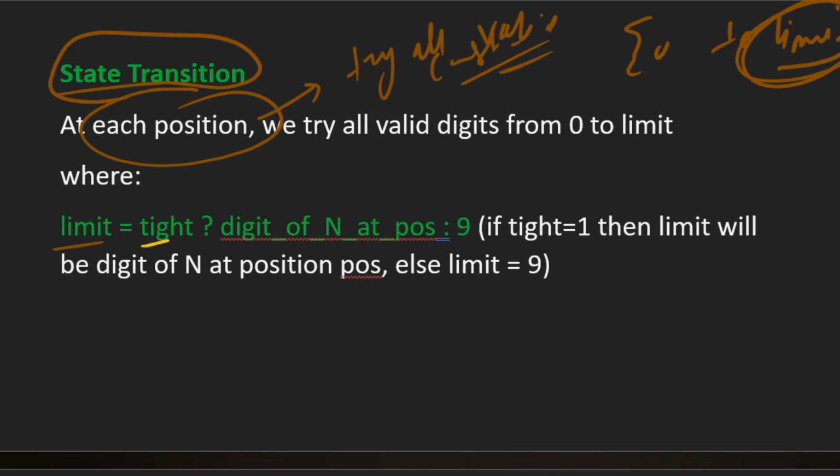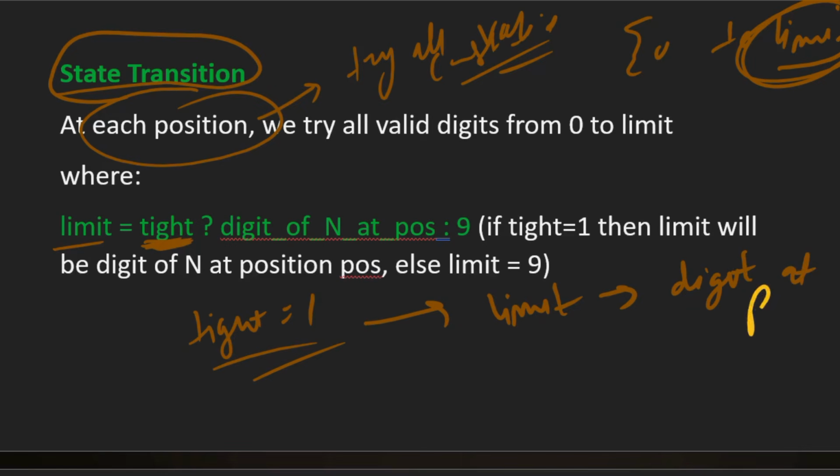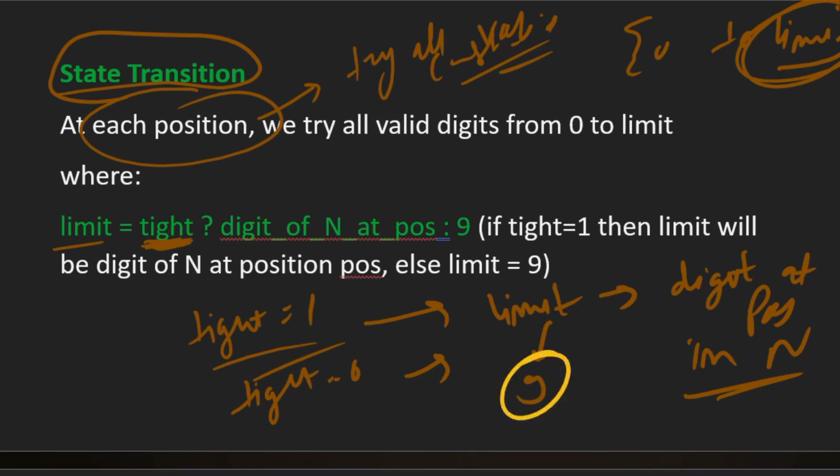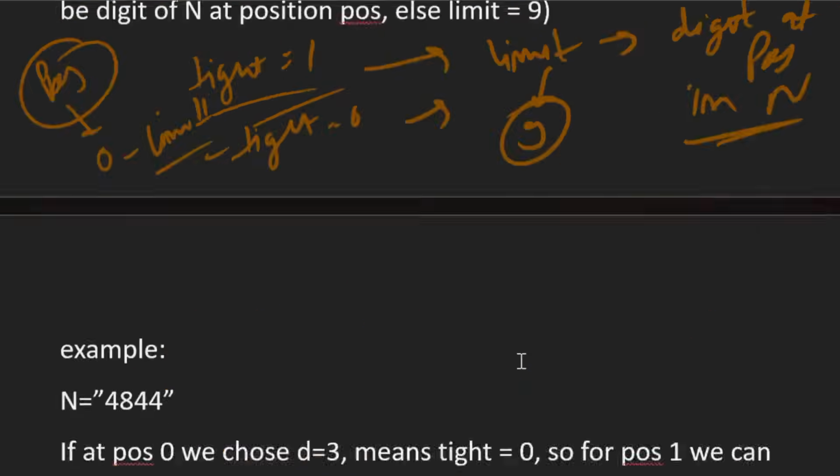I hope you remember the tight variable that we have in our DP state. If tight is equal to 1, then our limit will be the digit at that position in the number n. If tight is equal to 0, then our limit will be 9. This way we'll find the limit, and then at that position we'll try all the digits from 0 to limit to make all the numbers.